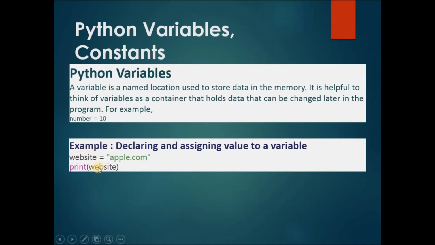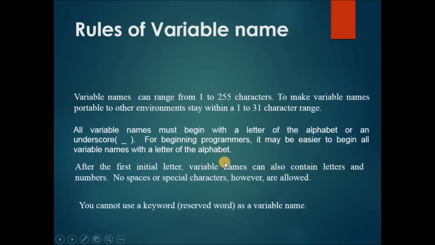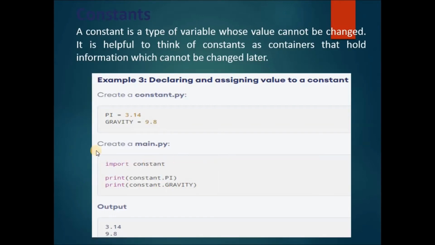So this thing we are going to display here, this is the L value you are displaying. If you write print inside double quotes apple.com, that is the R value you are displaying. Okay, done. So after that, constant is also there.